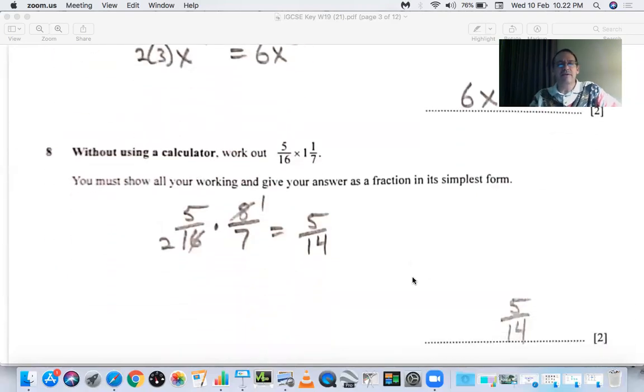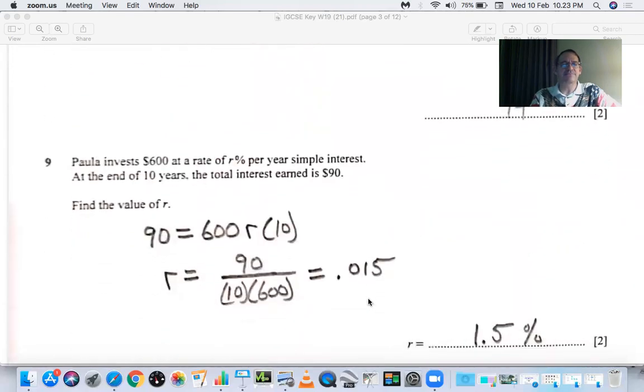Without using a calculator, work out 5/16 times 1 and 1/7. So we're going to change the mixed number into an improper fraction. So 1 times 7 is 7 plus 1 is 8. So we get 8/7. It is multiply, so that means the numerators and denominators can cancel. So the 8 and 16 cancel to 1/2. So 5 times 1 is 5, 2 times 7 is 14. So we end up with 5/14.